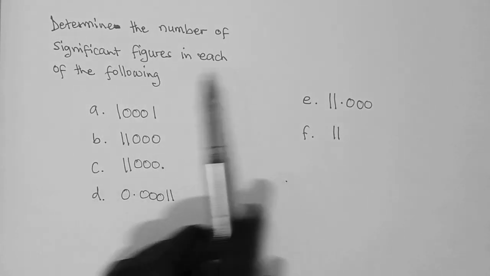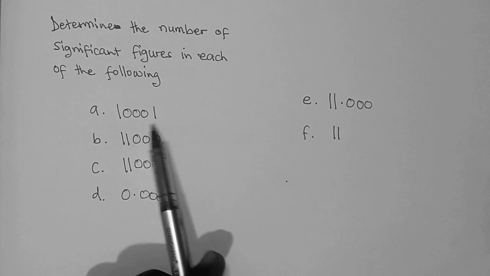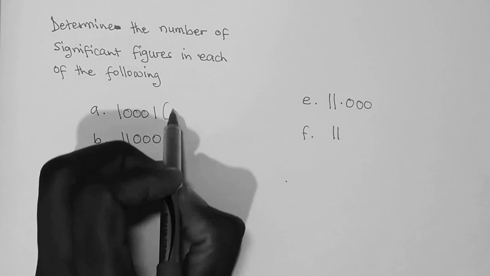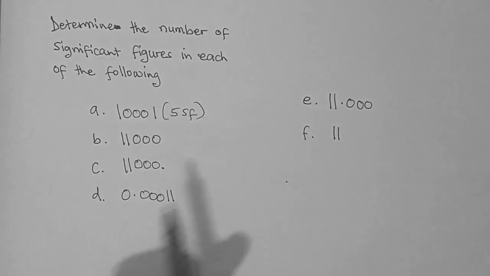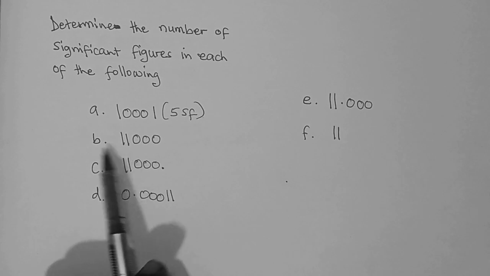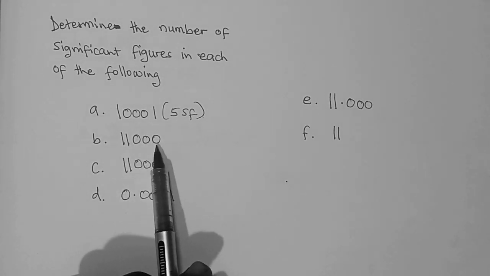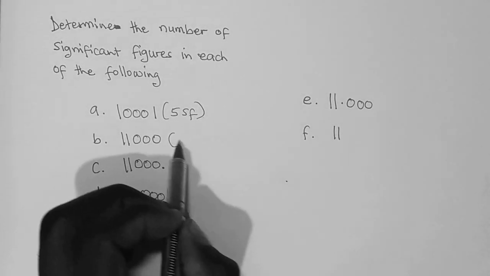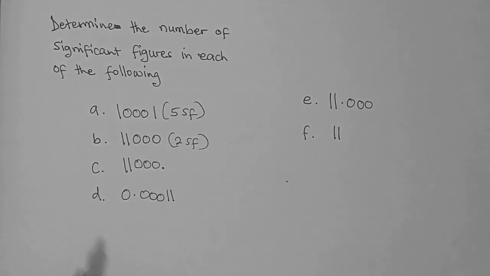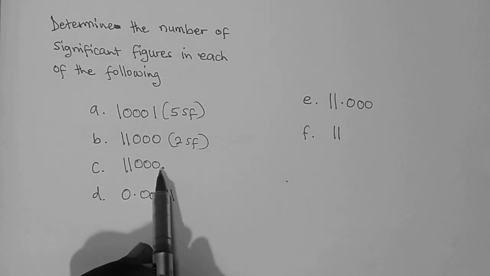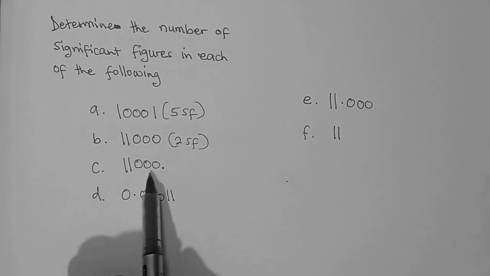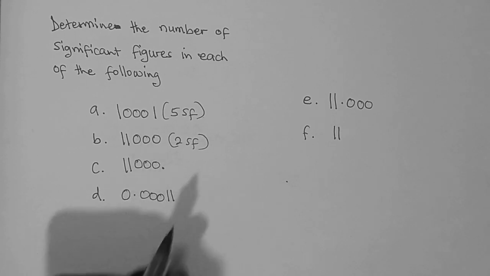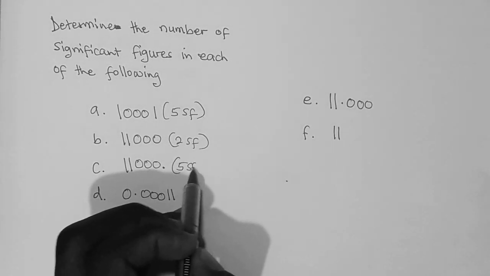Determine the number of significant figures in each of the following. So A, 1001. So 1, 2, 3, 4, 5. So these are 5 significant figures. You can pause the video and try. Then B, 11000. So we have trailing zeros, and since we don't have a point, then these are only two significant figures. However, if we have 11000 point, then that means that these zeros are significant and it becomes 1, 2, 3, 4, 5. So these are 5 significant figures.